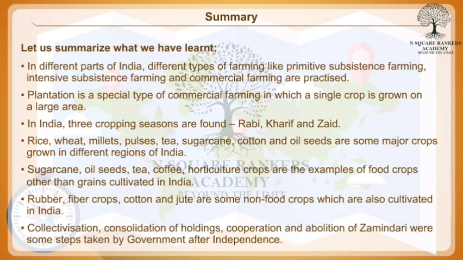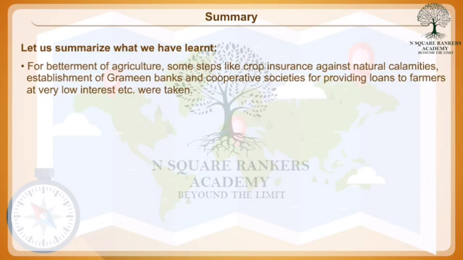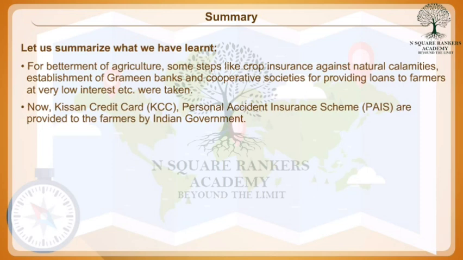Collectivization, consolidation of holdings, cooperation and abolition of zamindari were some steps taken by government after independence. For betterment of agriculture, some steps like crop insurance against natural calamities, and establishment of Grameen banks and cooperative societies for providing loans to farmers at very low interest, etc. were taken. Now, Kisan Credit Card or KCC and Personal Accident Insurance Scheme or PAIS are provided to the farmers by the Indian government.